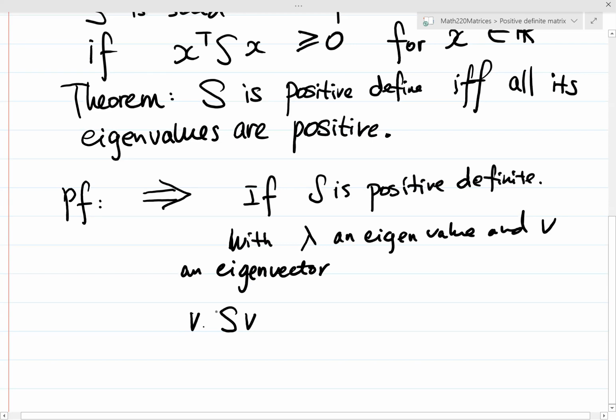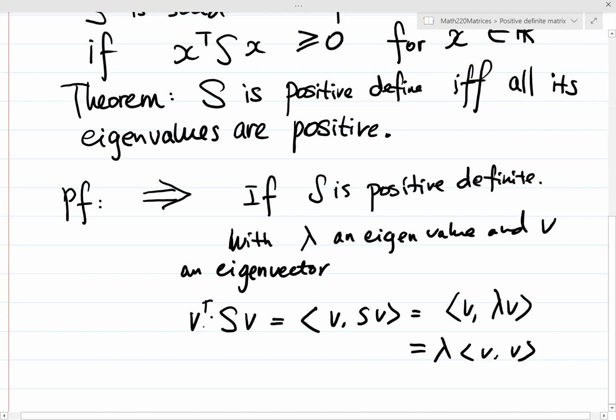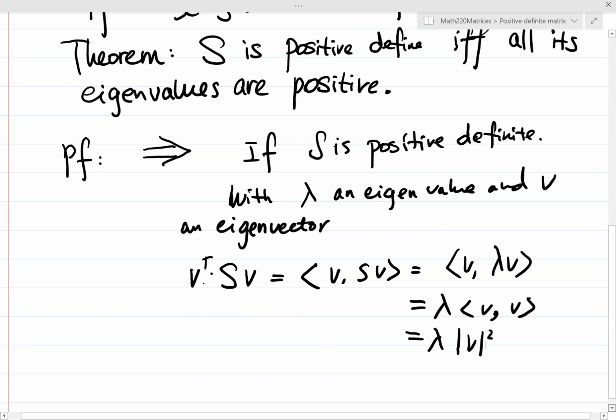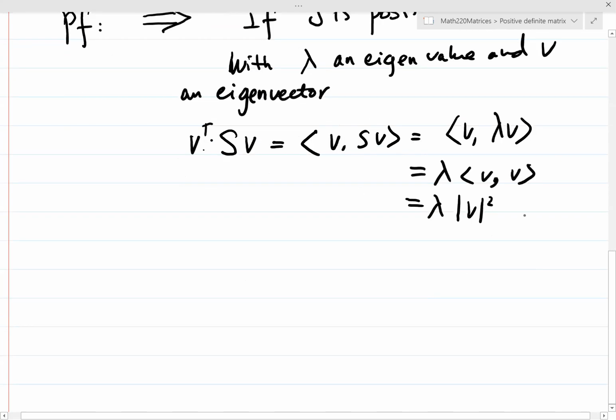Then we have the dot product of Sv with v, or you can use v transpose times the thing. Sv is lambda v, so v dot lambda v is actually lambda times v dot v, which is lambda times the norm of v squared. Now by the definition, this should be positive.